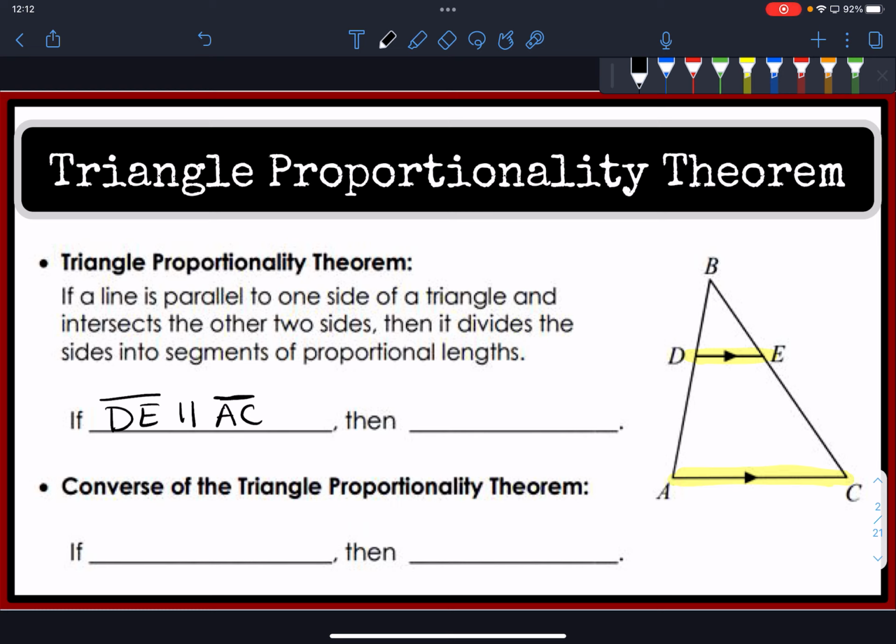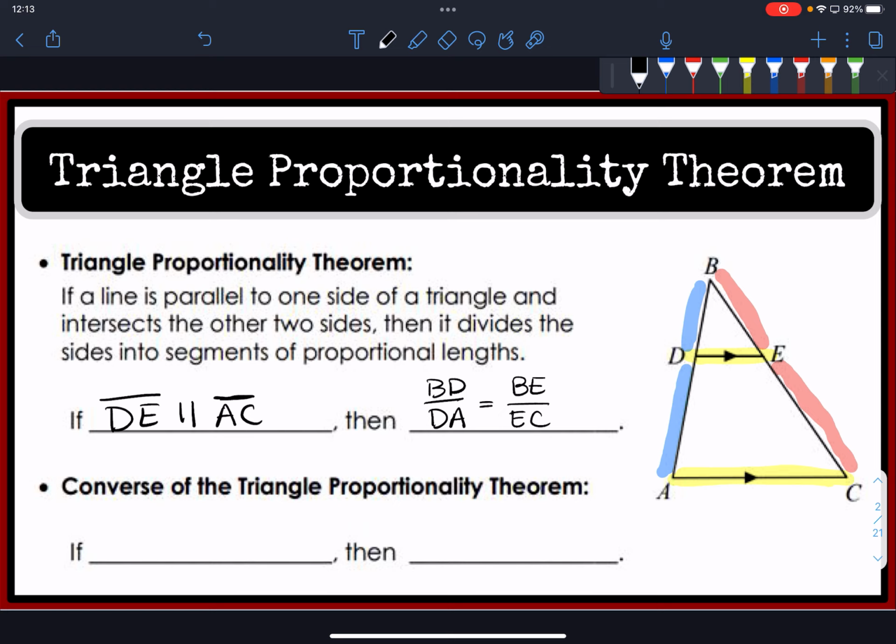That if I get the side BD and divide it by the distance from D to A, that's going to equal dividing the distance from this vertex to this point here to this side over the distance from E to C. And using that proportion, we can figure out missing sides.